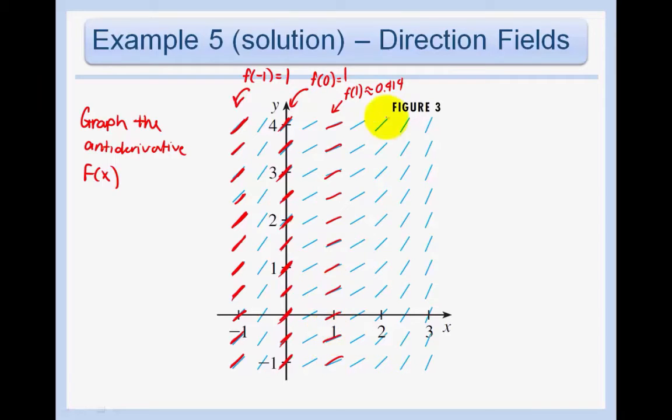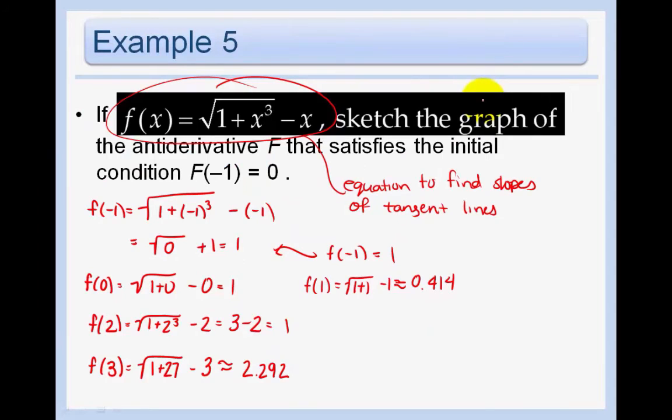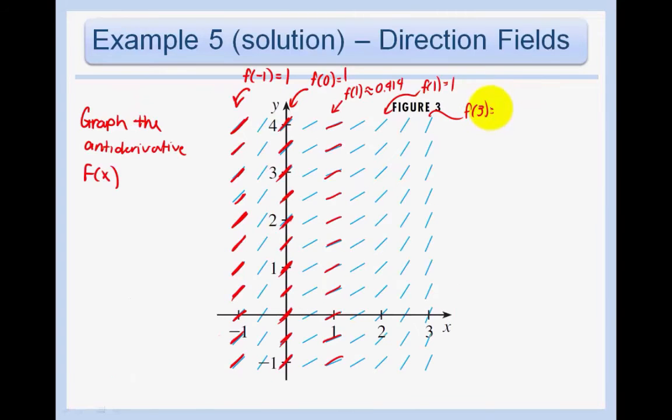Then we had f of 1 equals 1. And then we had f of 3 equals 2.292. And so that's about twice as steep. So, these are just approximations. We kind of just draw in what's going on. And these are the easy kind because the derivative only depends on the x value here. And you'll see what I mean by that later.